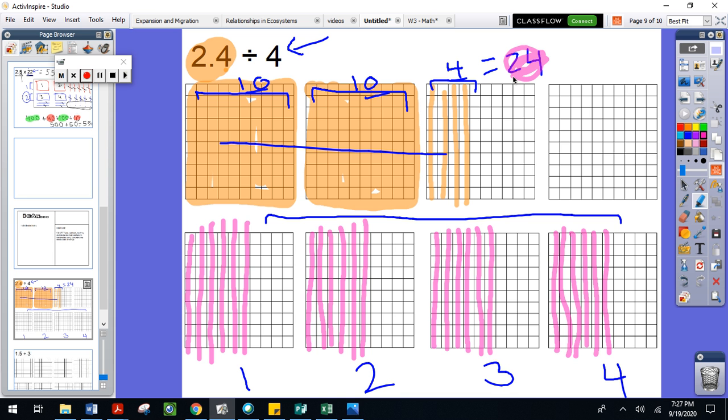So now I see my answer, because my answer is going to be how many are colored in one picture. So I have 1, 2, 3, 4, 5, 6. So I have 6/10 that are colored in. 0 and 6/10. Again, we have one spot to the right of our decimal. 2 and 4/10 divided by 4 is equal to 6/10.